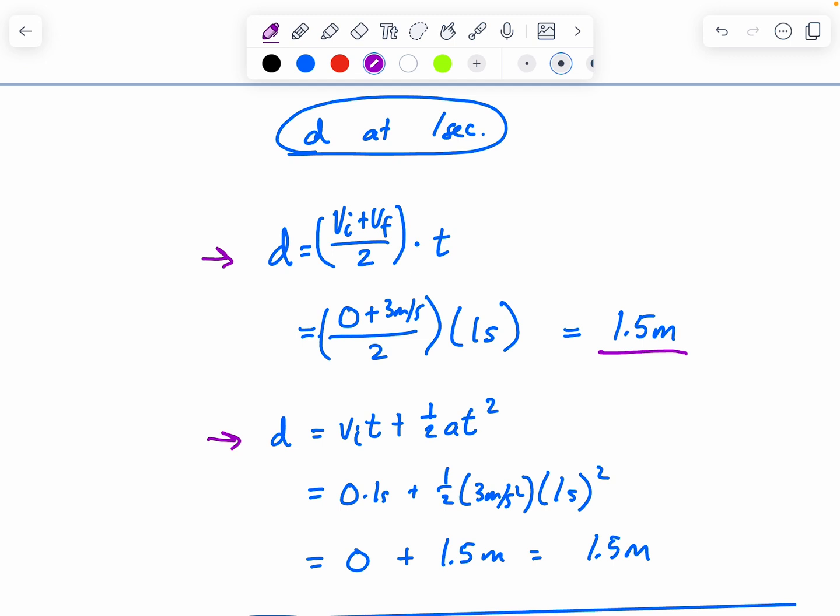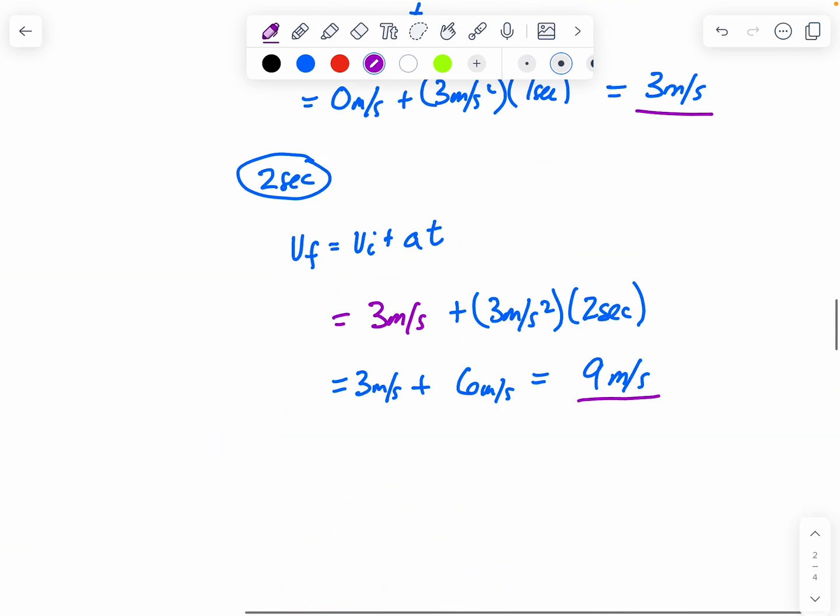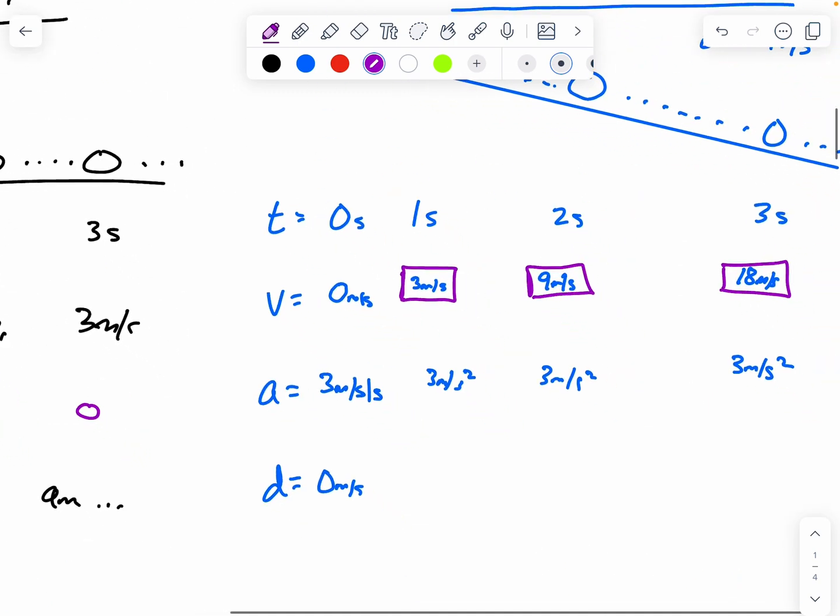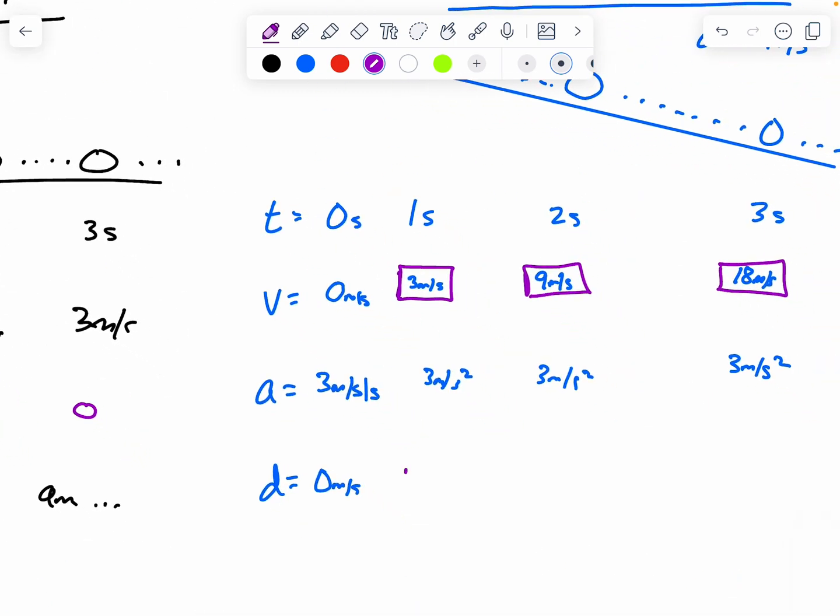Similarly, the initial velocity is 0 times 1, so that term goes away, and 3 meters per second squared is my acceleration. Half of that is 1.5 times 1 squared, or 1, gives me still 1.5. So I know for sure, checking it two ways, that the distance after 1 second should be 1.5 meters traveled.